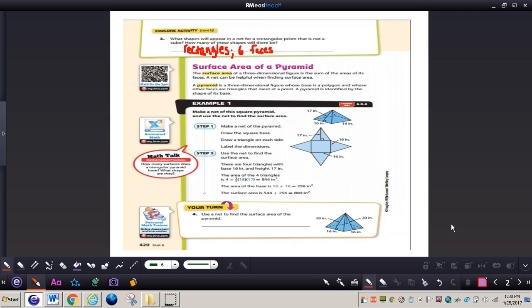Let's take that knowledge and apply it to surface area of a pyramid. Surface area of a 3-dimensional figure is the sum of all the areas of its faces. A net can be helpful when finding surface area.